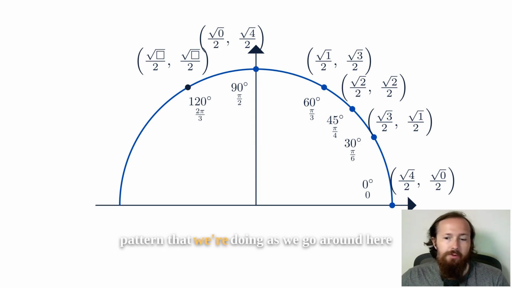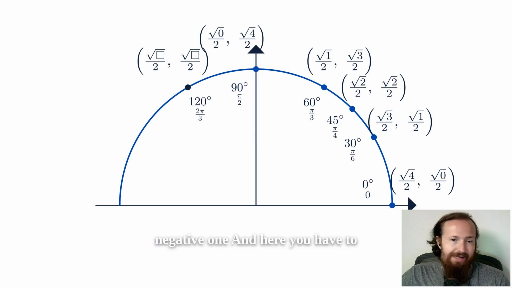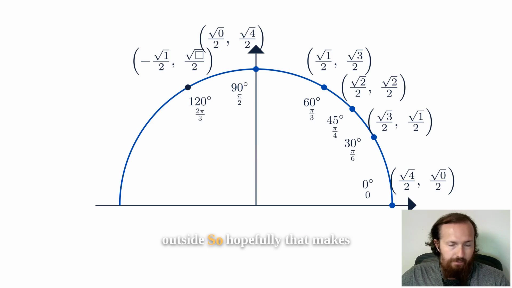So what's the pattern that we're doing as we go around here, right? We're starting with an x-coordinate of 4, and then as we go counterclockwise, we're just steadily decreasing it. 3, 2, 1, 0. You just do the same thing. It's just that you're not going to get a -1. And here you have to be careful. You don't put the negative inside the square root. That would be a complex number. That's not correct. But you have to just remember to put the negative on the outside. So hopefully that makes sense.